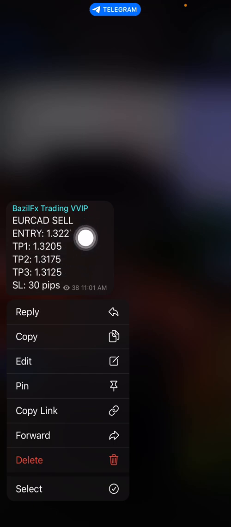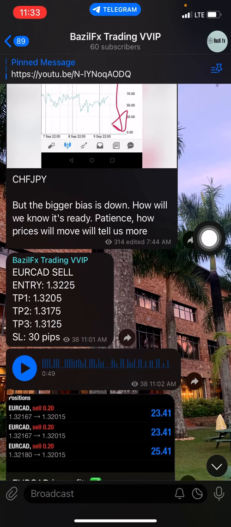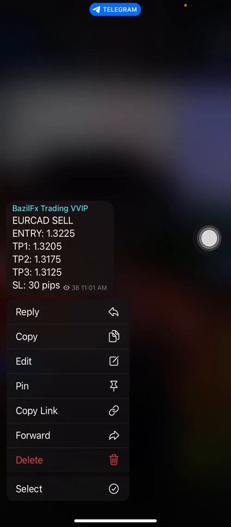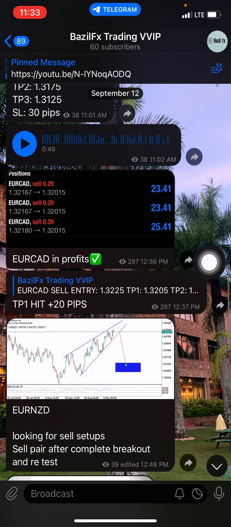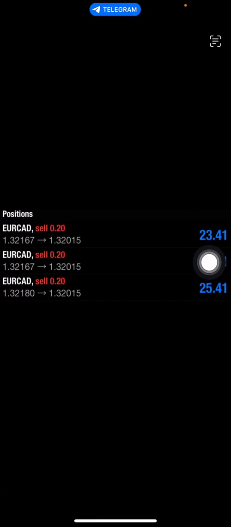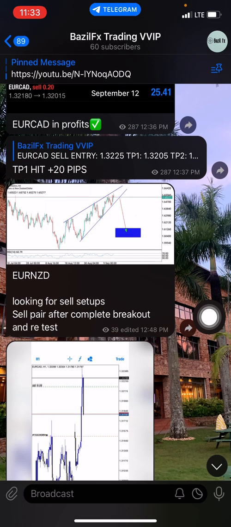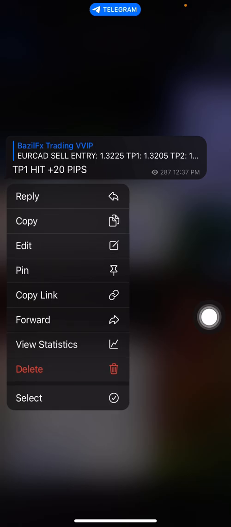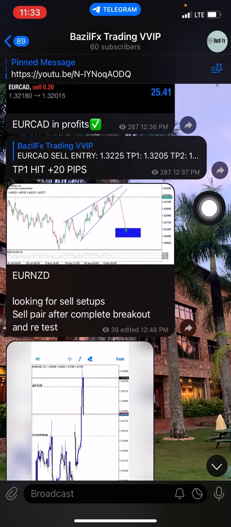Entry, EUR/CAD sell, then TP1, that is TP2, that is TP3, then stop loss 30 pips only. But again, our target was 170 pips. TP1 had 20 pips profit, TP2 had 50 pips profit, and TP3 had 100 pips profit. Wherever part we reached, I had to tell my people. Even when TP1 was hit, I told them TP1 is hit.